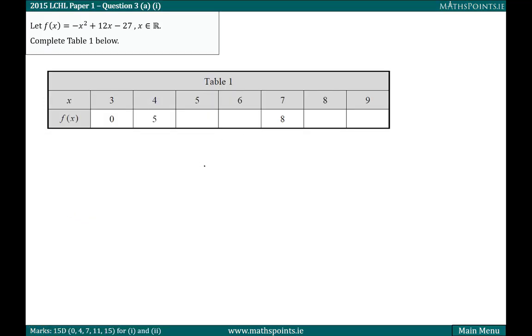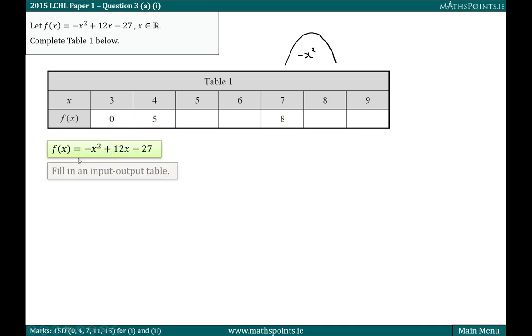So in this higher level example from 2015, we have a quadratic function. So we know that the shape of this is an n because it has a minus x squared part. And we're asked to fill out this table. Now filling out this table is just subbing in input values 3, 4, 5, 6, 7, 8, 9 into the function to get out the y values or the output values.